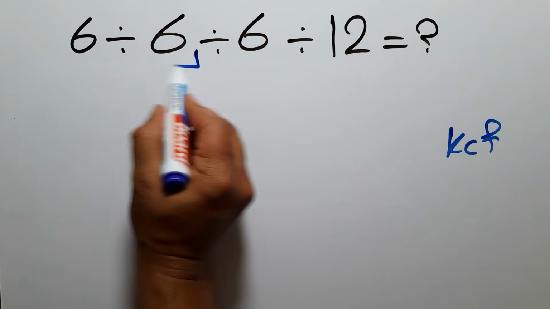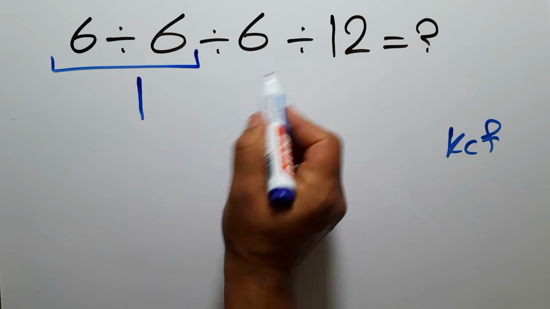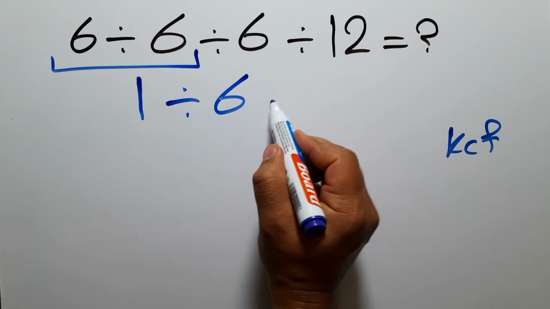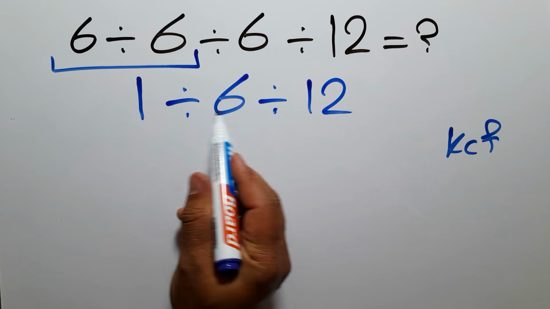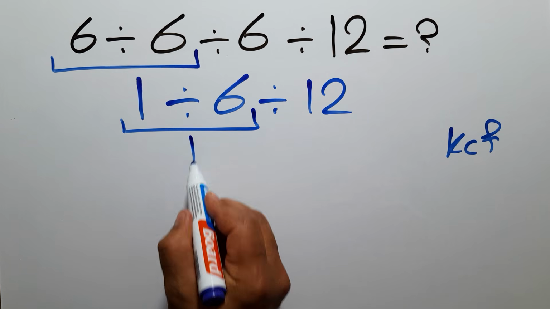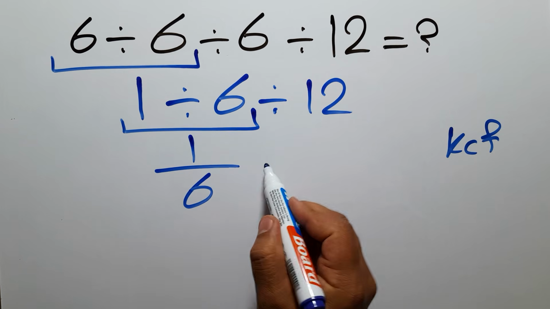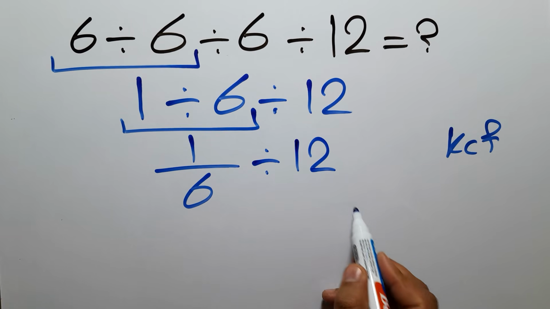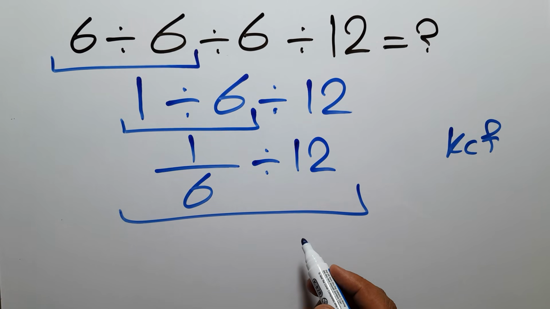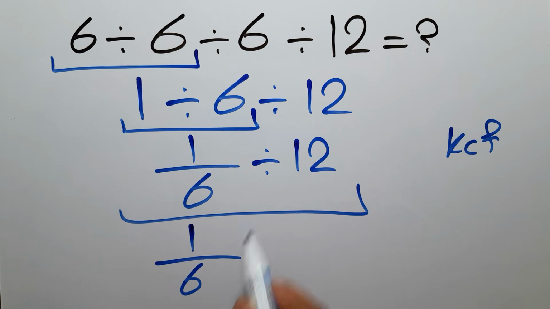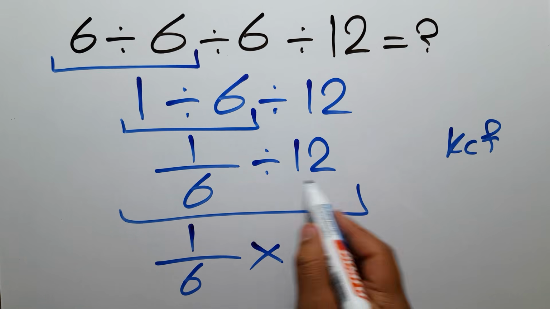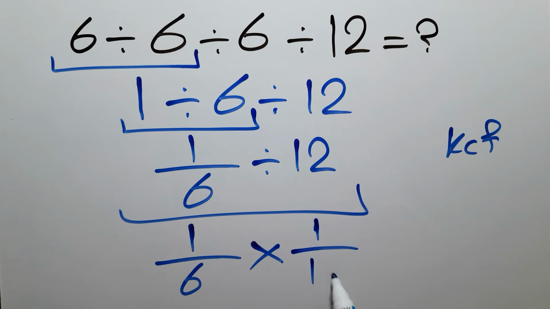6 divided by 6 gives us 1. So we have 1 divided by 6, and here we have divided by 12. Now we have to do this division. 1 divided by 6 can be written as 1 over 6, then divided by 12. Now, according to the KCF rule, we keep the first fraction, change division to multiplication, and flip the second fraction.